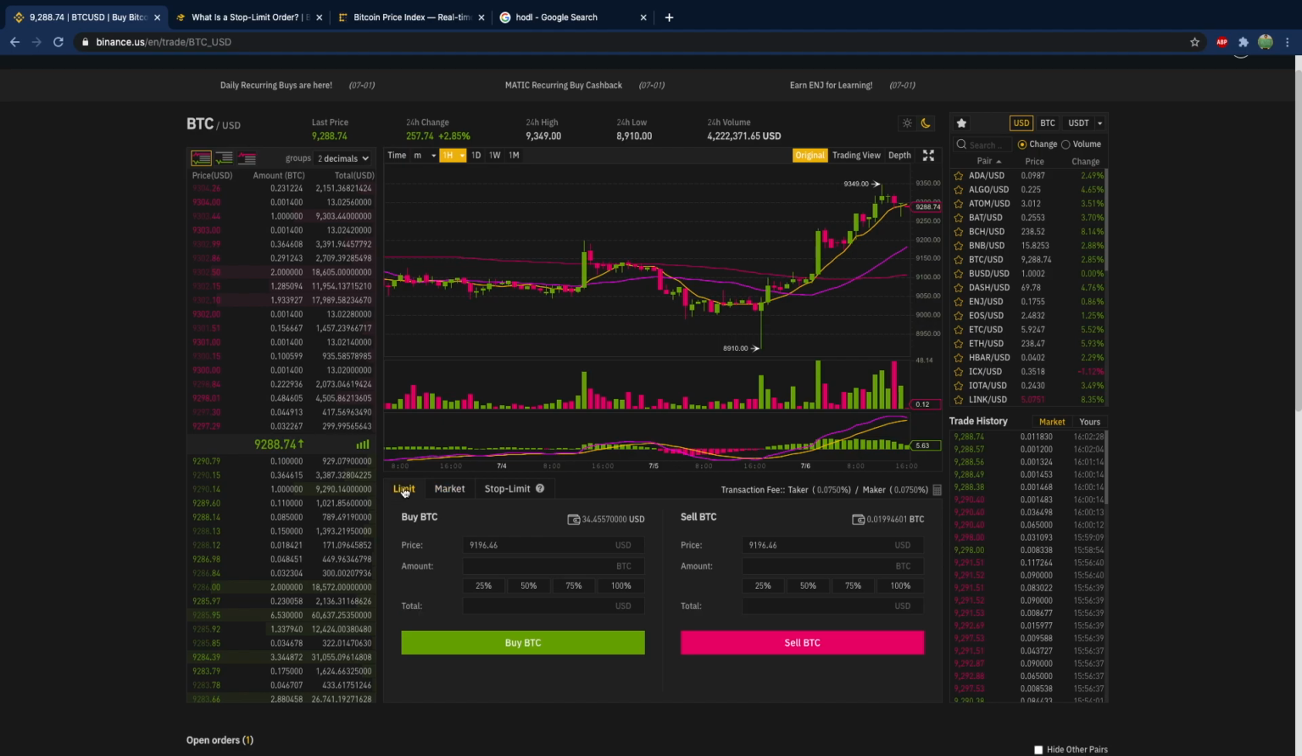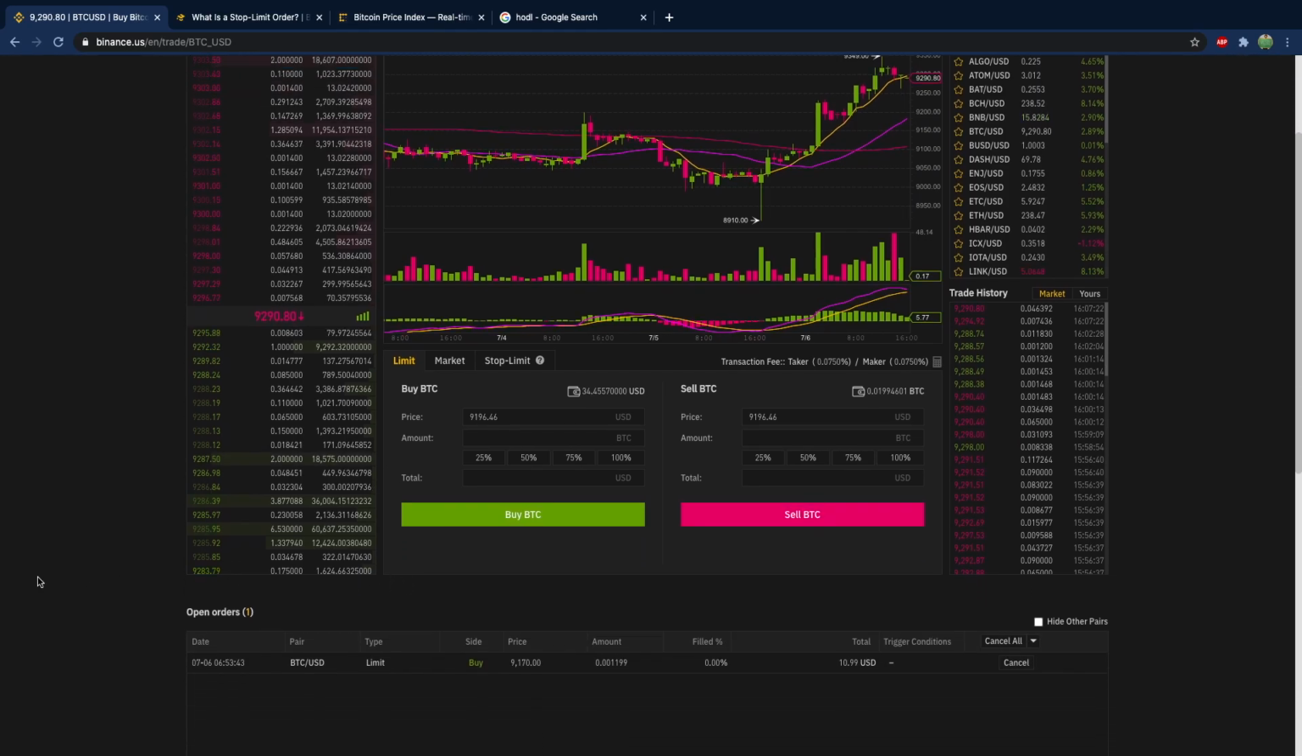In this situation, if you place a limit offer, you will either buy a little bit less than what the value of Bitcoin is currently, or you will sell a little bit higher than what the Bitcoin value is currently. For example, if you wanted to buy Bitcoin cheaper than the current price, which right now is 9,290, you can put a limit order and that's going to go into your open orders, and you can see here I'm buying it for 9,170. That obviously has not been fulfilled because there are other people willing to pay more than what I'm willing to pay. But if the price were to go down to 9,170, then my open order would be fulfilled.